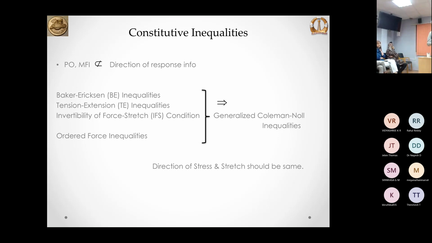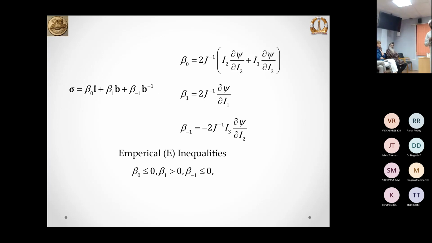So some inequalities like Baker-Ericksen inequalities, tension-extension inequalities, all these are actually the general form of Coleman-Noll inequalities. We say that the direction of stress and the stretch should be the same. That means if you are stretching, then the stress also should be in the same direction. So we have to take care of this. The Cauchy stress using the representation theorem is given by this. Finally, those inequalities will boil down to these three inequalities. So while you are designing the strain energy, you have to take care of these also.